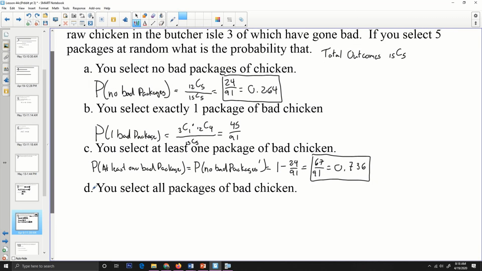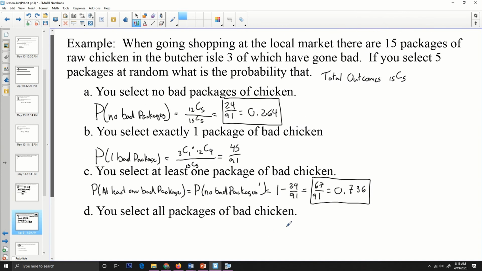And then the final one, you select all bad packages, or all packages of bad chicken. Well, that's another kind of a trick question, asking you to make sure that you read. Since I am selecting 5 at random, and there are 3 that have gone bad, there is a 0 probability that I will get all bad, because even if I get all 3 bad, I'm still going to get 2 good ones in that bunch. All right, next.